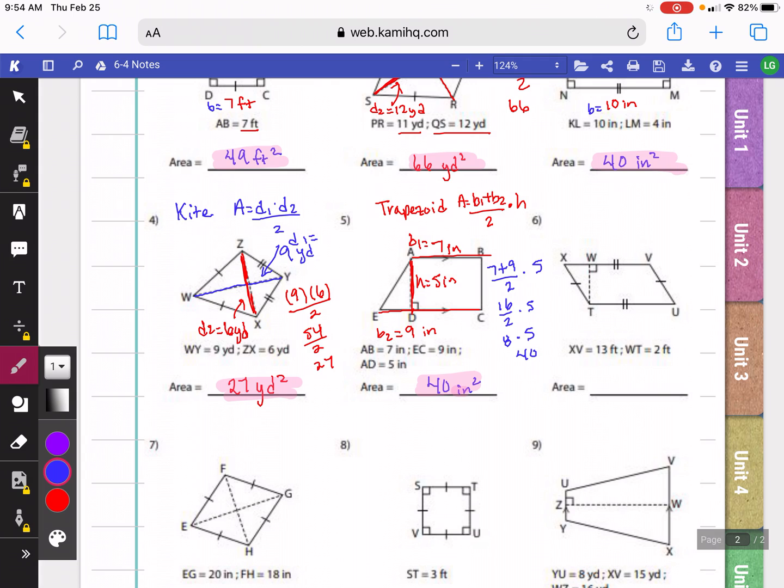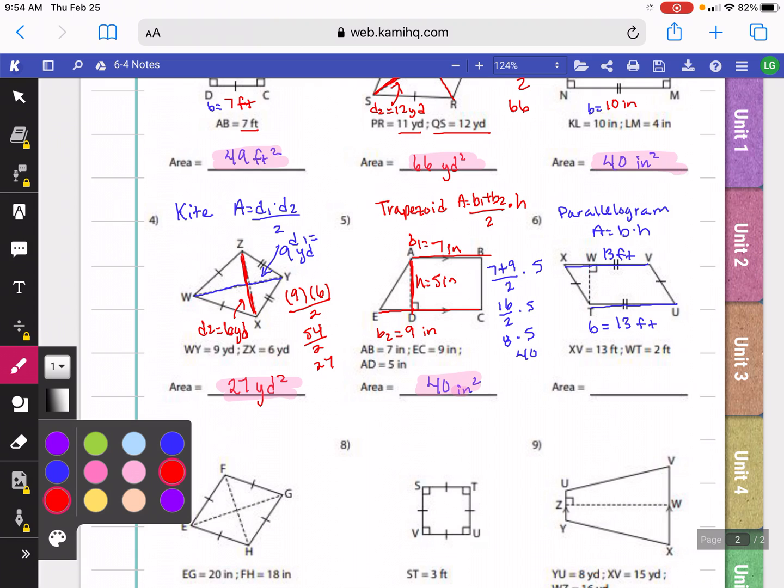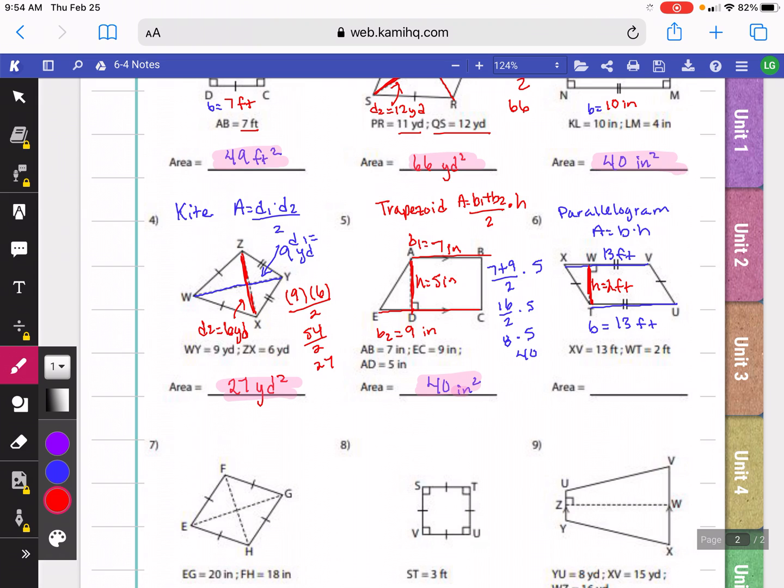So in our next shape here, we have a parallelogram. For parallelogram, the formula for area is base times height. Here they say XV is 13 feet. That's the top here. That means our bottom here is also 13 feet. That's our base. And then WT equals 2 feet in the picture. WT is the height. So our base is 13, our height is 2. So if I do base times height, I get 26 feet squared.